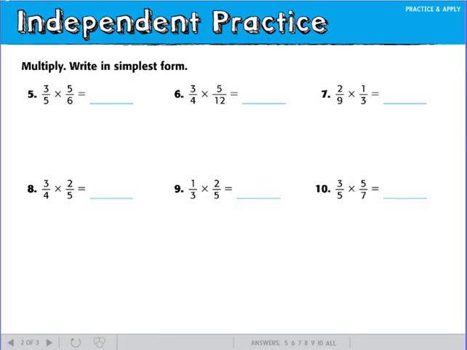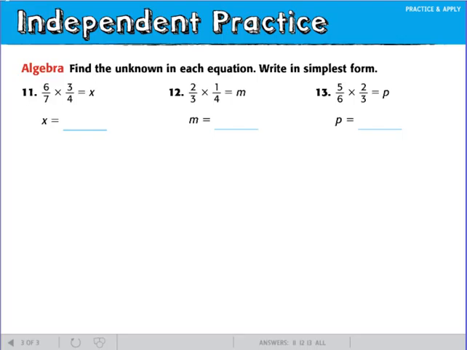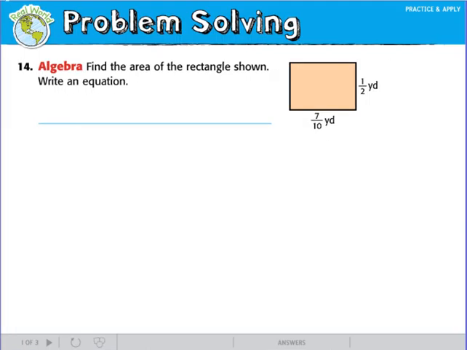You're going to multiply the numerators, denominators, and put it in simplest form. Same thing. They put letters in at the end just to try to trick you, but the letters represent the answers, so the answer is x equals the answer of the multiplication problem. All right. 14. They want the area of the rectangle. How do you find area? Length times width.